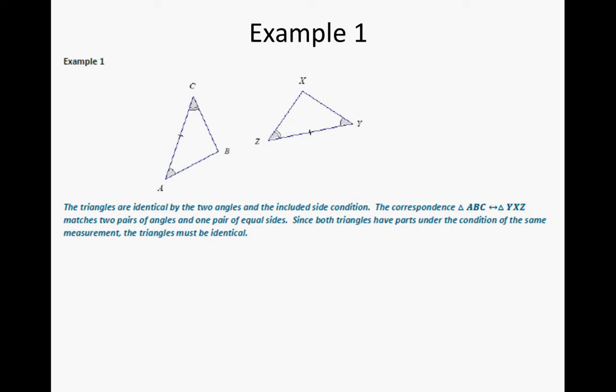Notice that it seems like it's out of order, but again, the way we identify triangles has to be in the order of corresponding angles. So if A corresponds to Y, then that means in our description, Y has to come first. B corresponds to X, which is the non-marked angle, and C corresponds to Z. So that's why the order is different. But this matches 2 pairs of angles and 1 pair of equal sides, which should be one of the conditions on your list. Since both triangles have parts under the condition of the same measurement, the triangles must be identical. We proved that in the previous lessons.